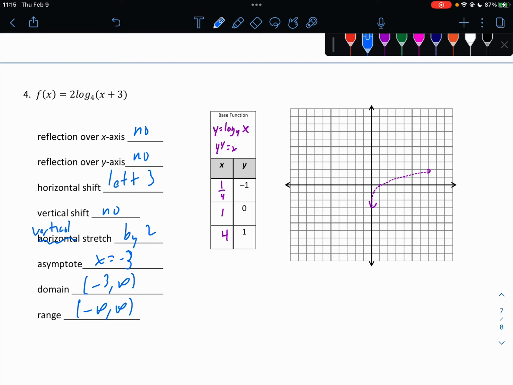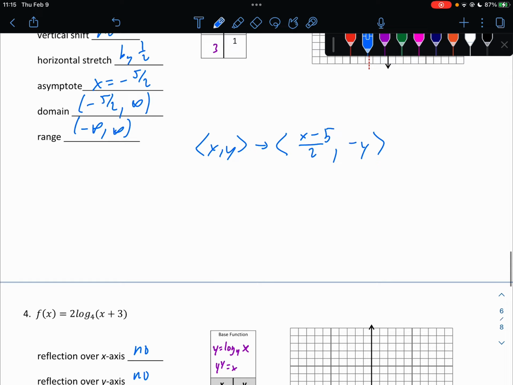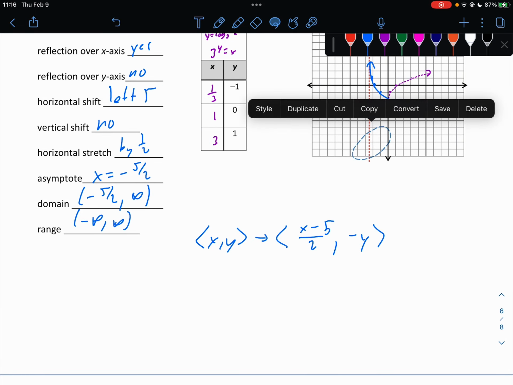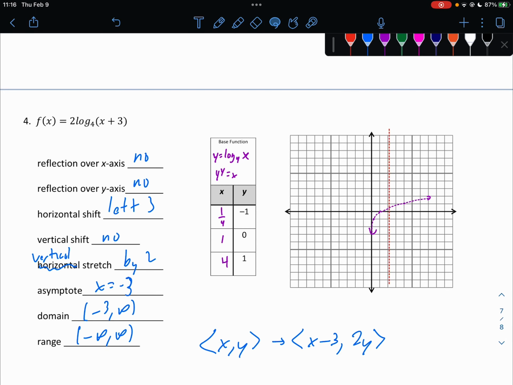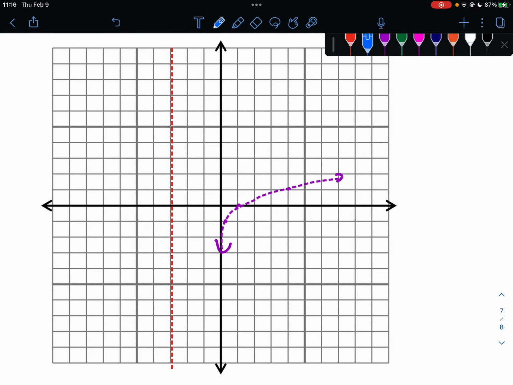All right, so my rule for this one, pretty straightforward. (x, y) is going to go to (x minus 3, 2y). Okay, so again, I'm going to go ahead and draw the asymptote in at negative 3. And we're going to move the points left 3 and then multiply the y by 2. Our graph should look like that.